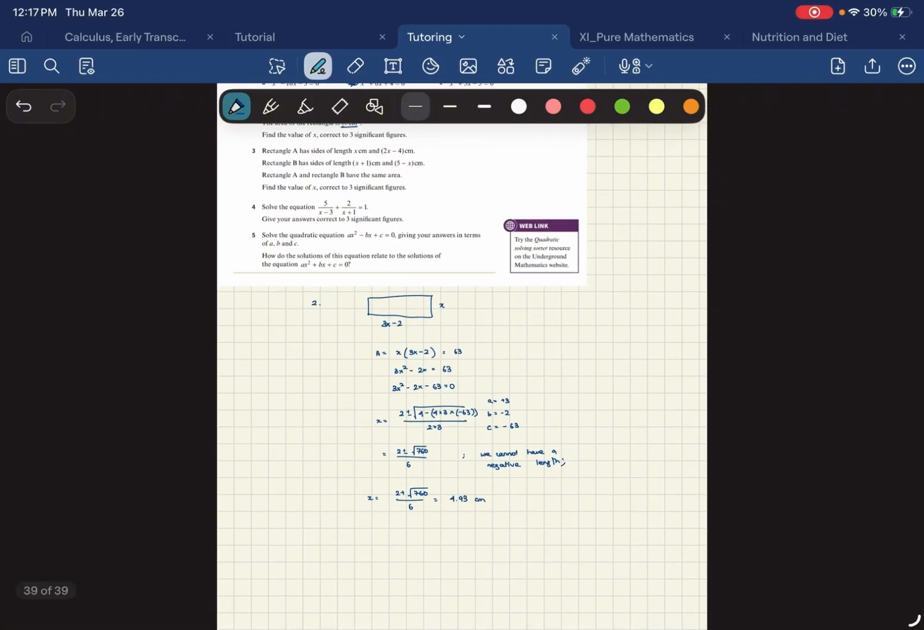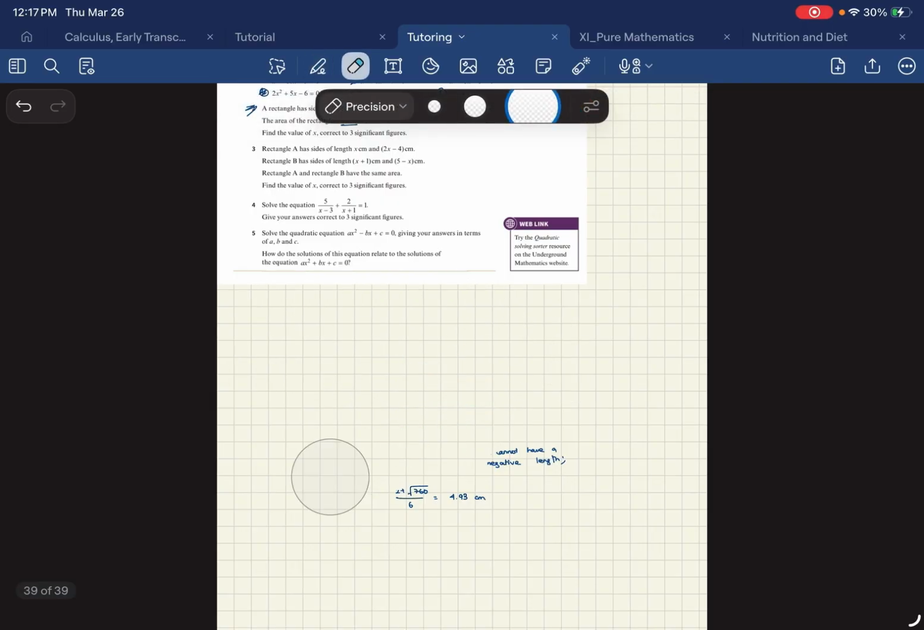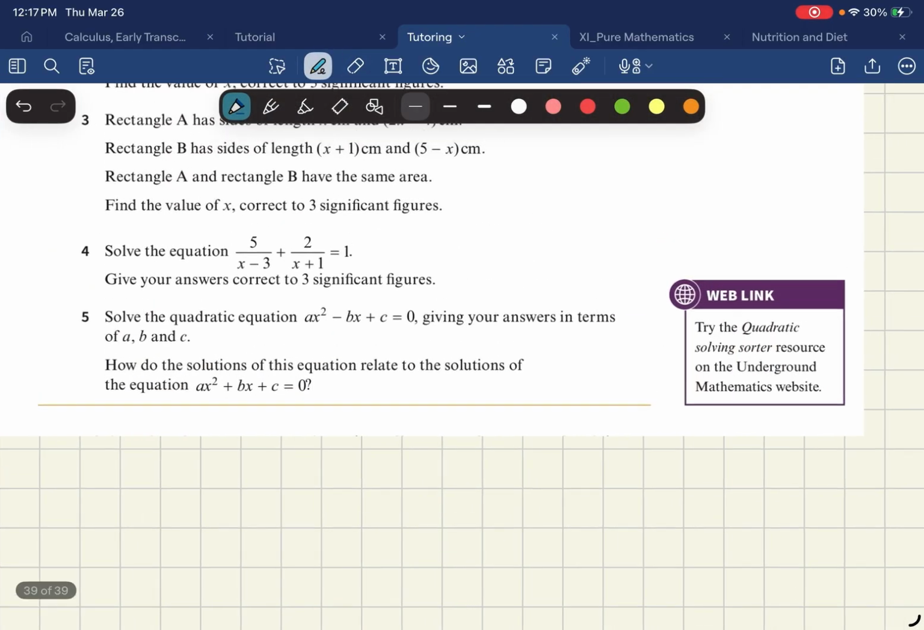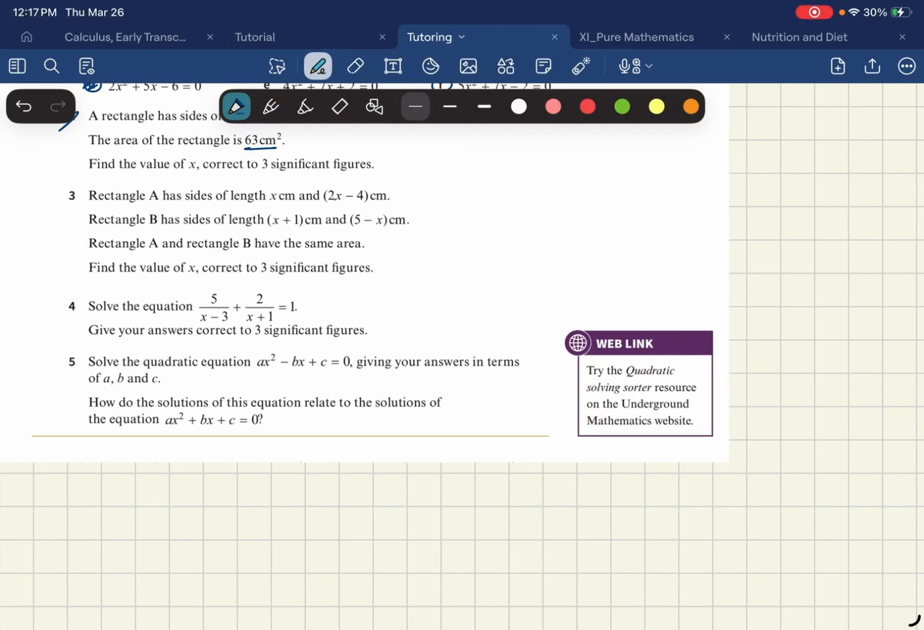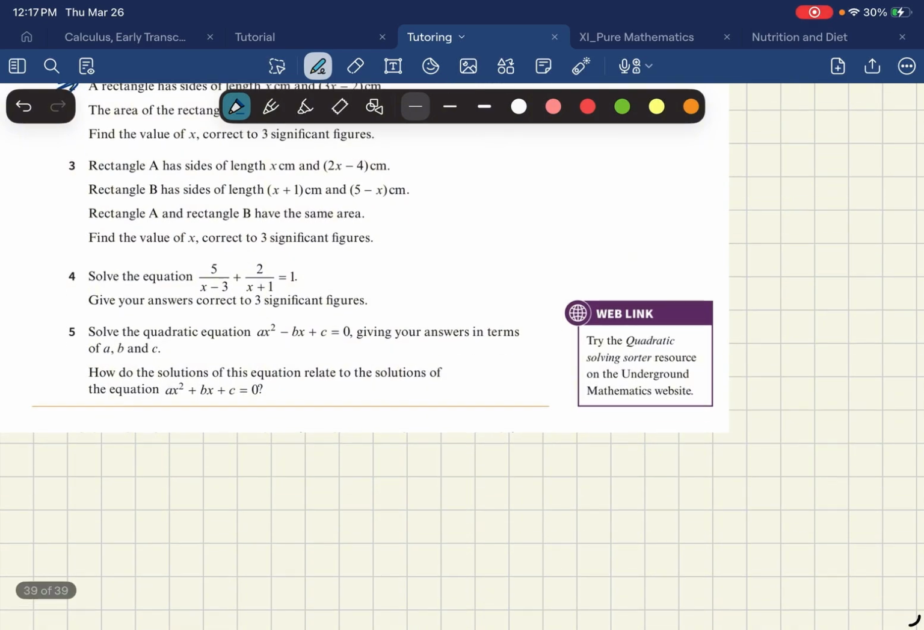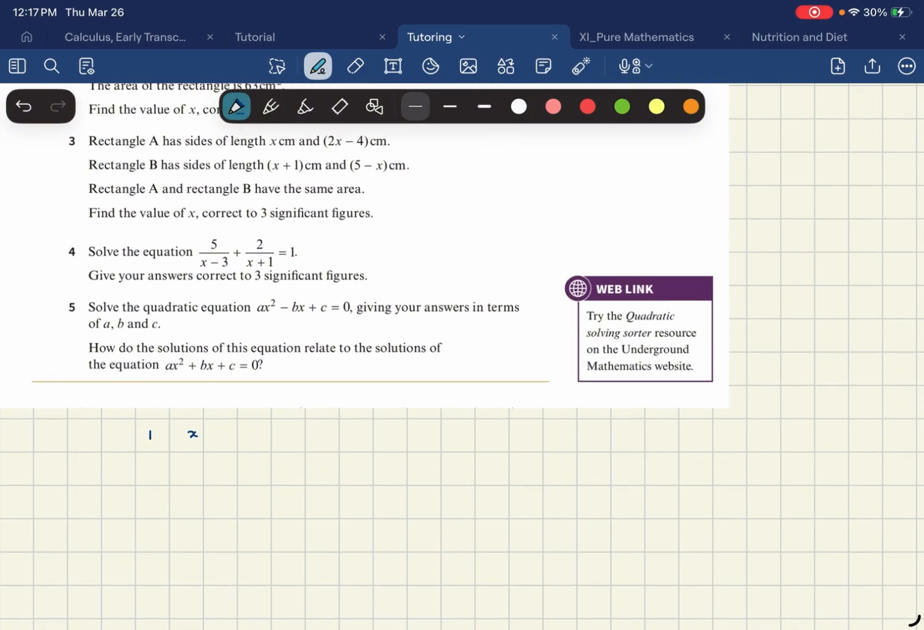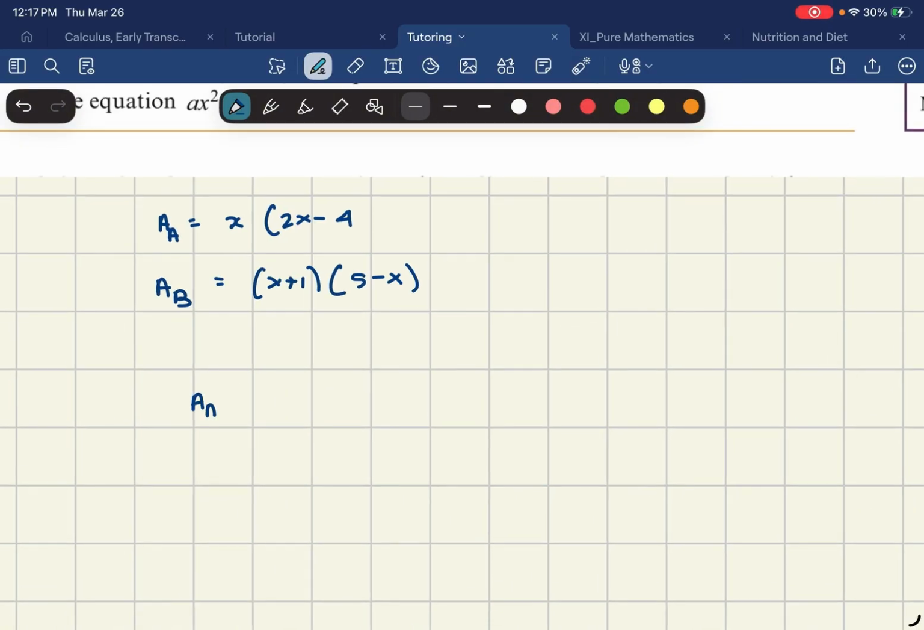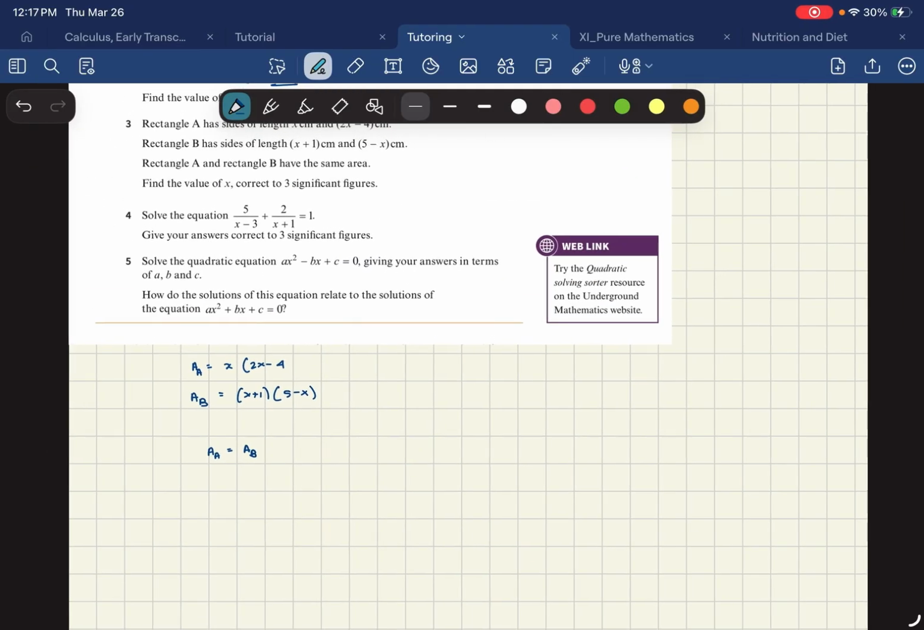All right. Question 3. Rectangle A has side lengths. So basically, you can multiply these two sides because they are different sides, right? So the area of rectangle A is x times 2x minus 4. And the area of rectangle B is x plus 1 times 5 minus x. And they have the same area. So area of A is equal to area of B. And I believe we just want to find the value of x.